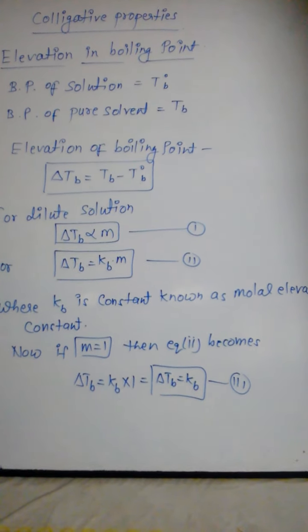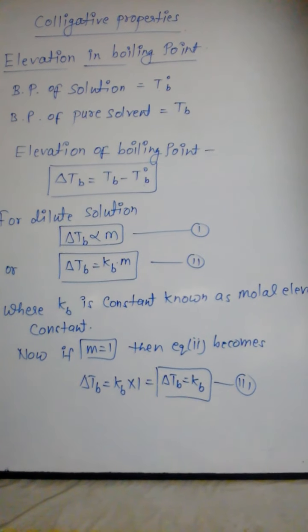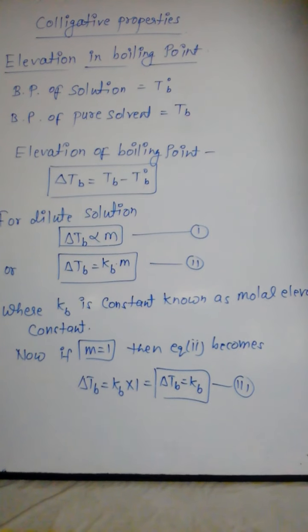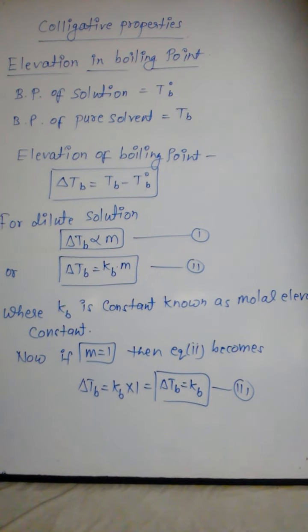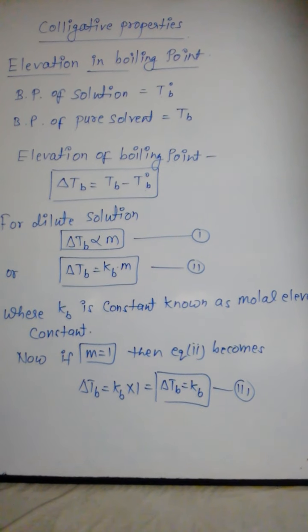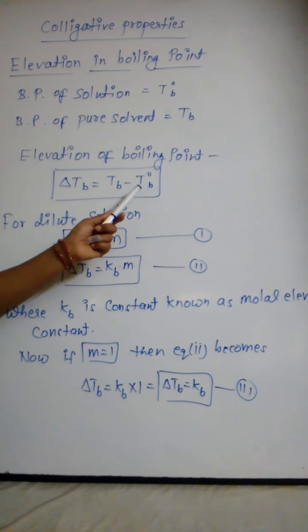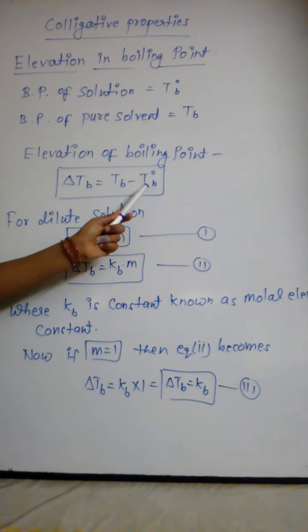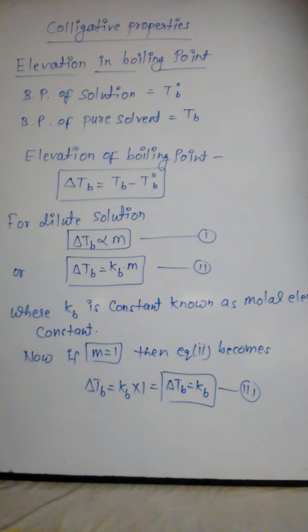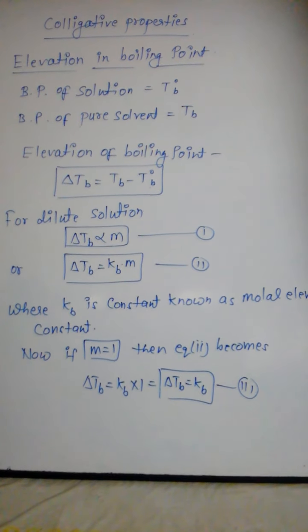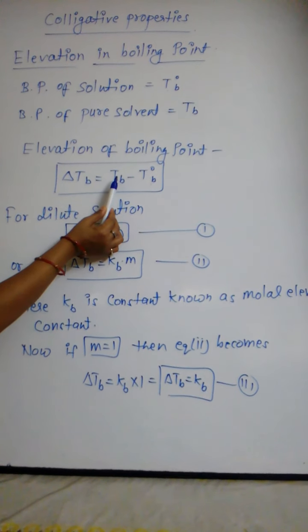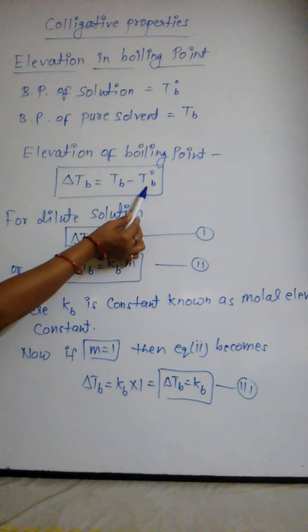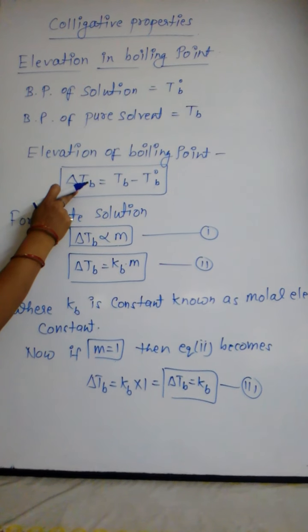To make this solution boil, its vapor pressure must be increased by raising the temperature above the boiling point of the pure solvent. Then the difference between the boiling point of the solution and the boiling point of the solvent is called the elevation of boiling point. It is denoted by delta Tb.